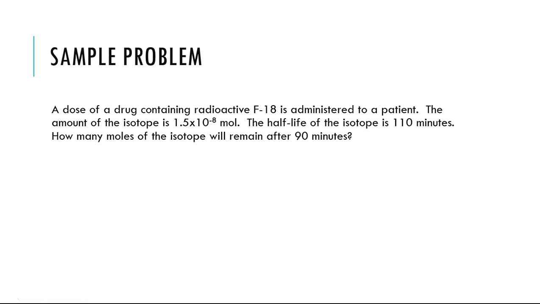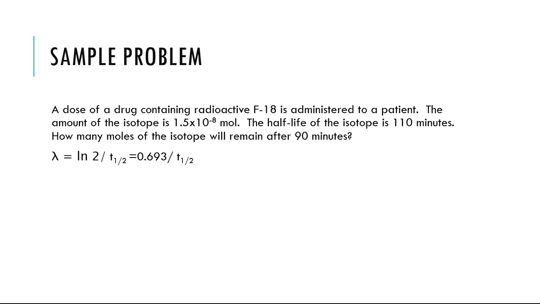Let's look at a sample problem. A dose of a drug containing radioactive fluorine-18 is administered to a patient, and the amount of the isotope at the beginning is 1.5 times 10 to the negative 8th moles. We know that its half-life is 110 minutes, and we want to know how many moles of the isotope will remain after 90 minutes. If you feel like you have some sense of how those equations might work, pause and try this, and then I'll go over it. We're going to use 2 of those equations that we looked at before.